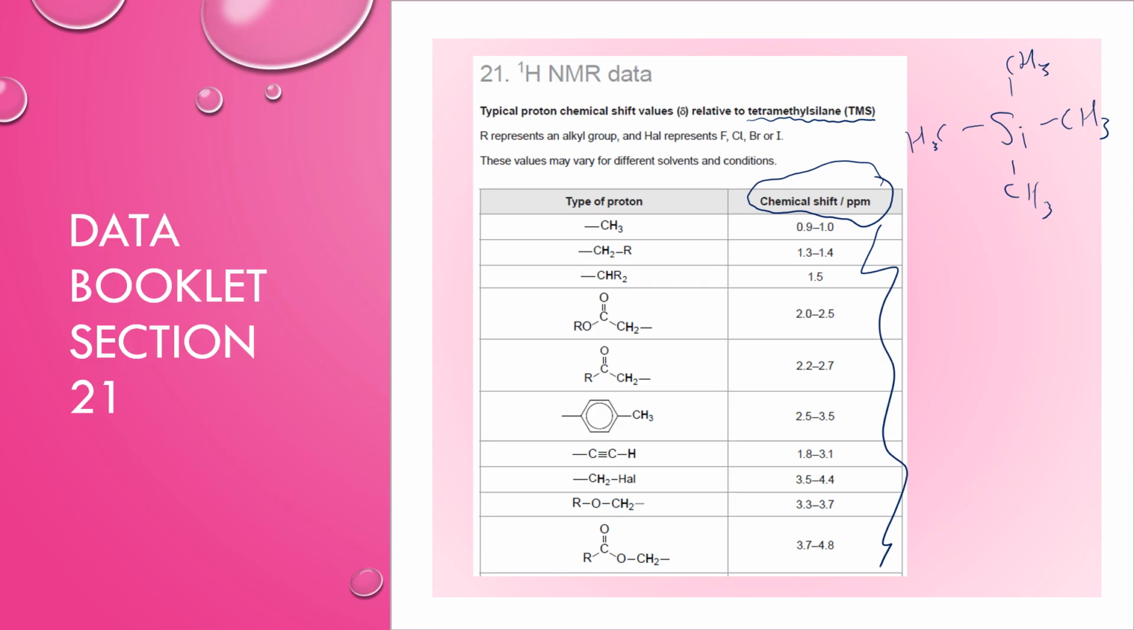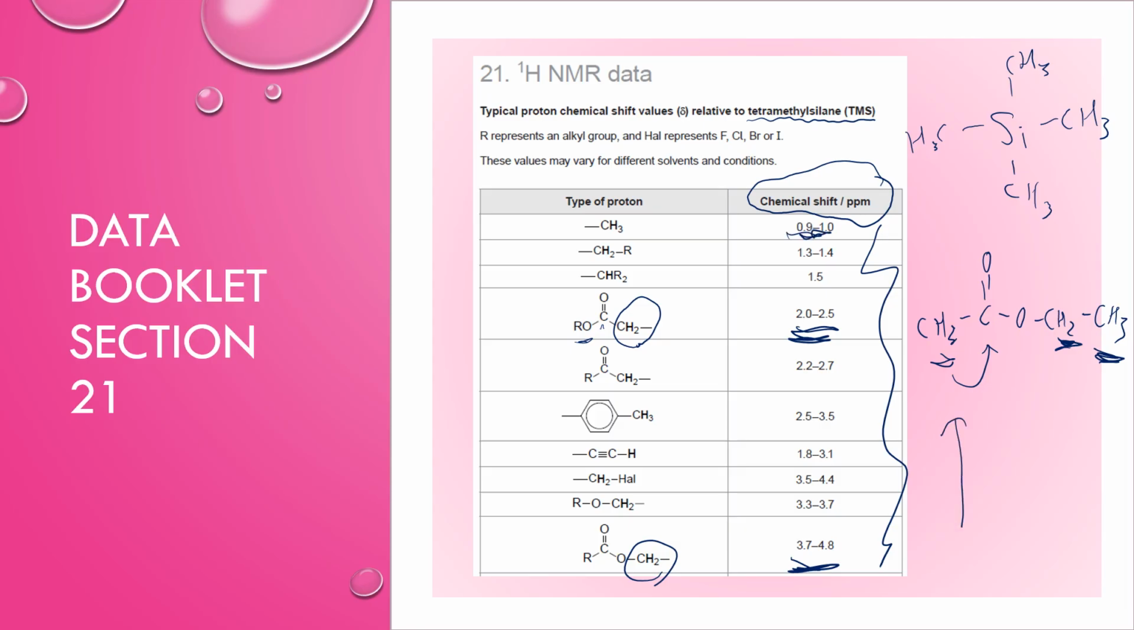So if we think back to that ethyl ethanoate on the last slide, the hydrogens next to the C double bond O in an ester are going to show up as a 2 to 2.5 shift. Whereas the hydrogens next to the single bonded O in an ester are going to have a shift of 3.7 to 4.8. And then you have the CH3, which is going to have a shift of 0.9 to 1. So that gives you an idea of where the signals are going to be on the spectra for the x-axis.